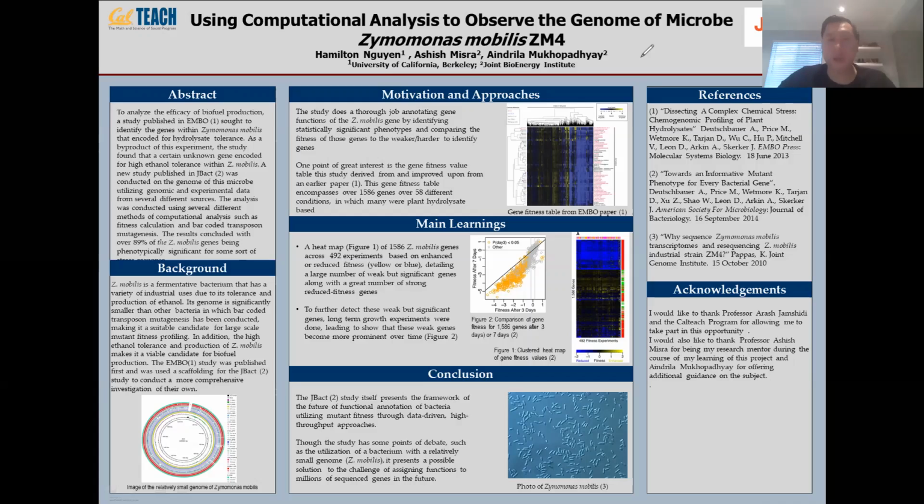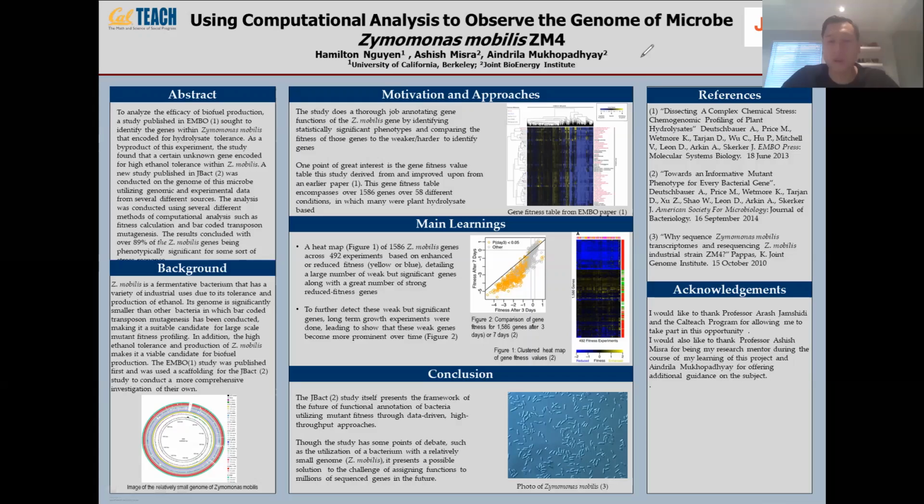But in order to do that, they actually used data from the first EMBO paper, even though that paper was mainly focused on Z. mobilis as a biofuel and used different ethanol stressors, and only about 58 experiments. The JBAC paper built upon that, and instead of 58, it used 492, using kind of the same gene fitness method.